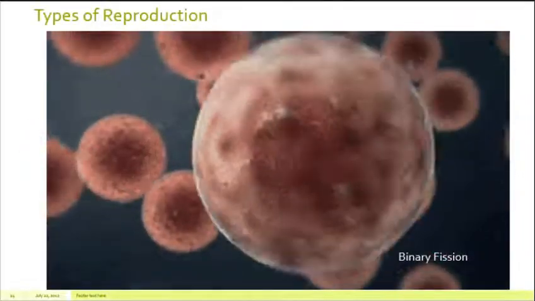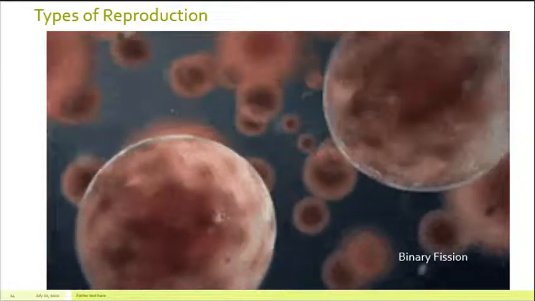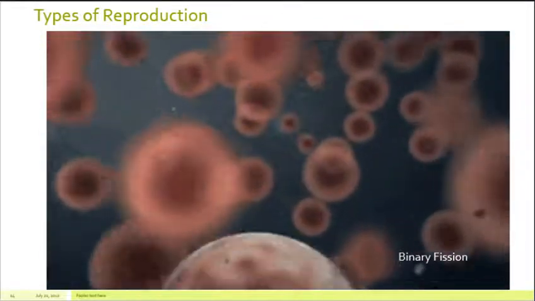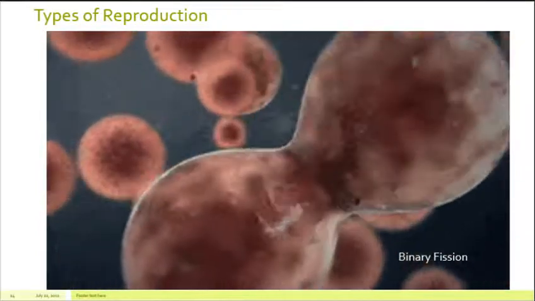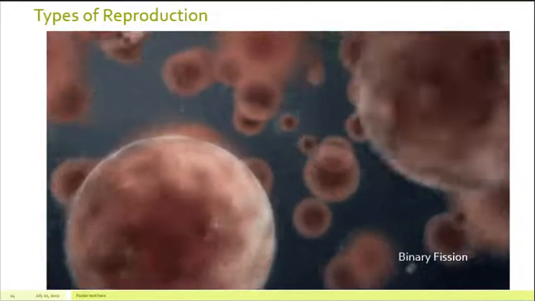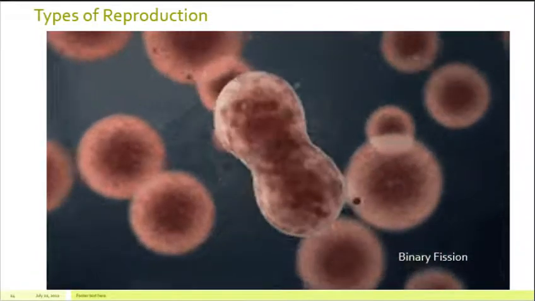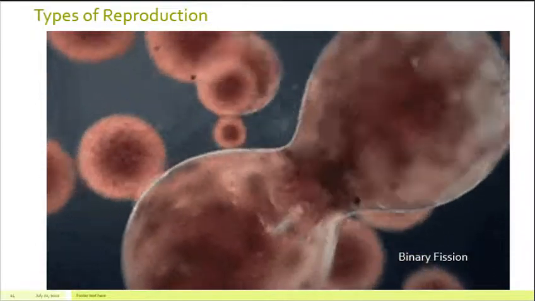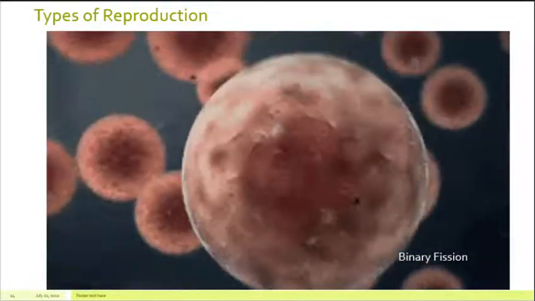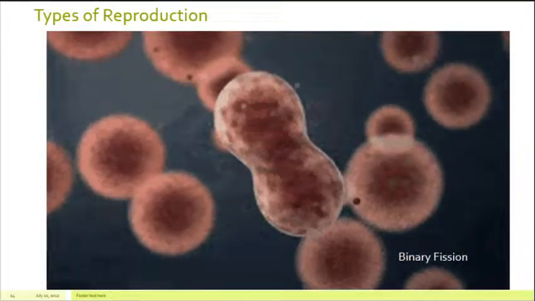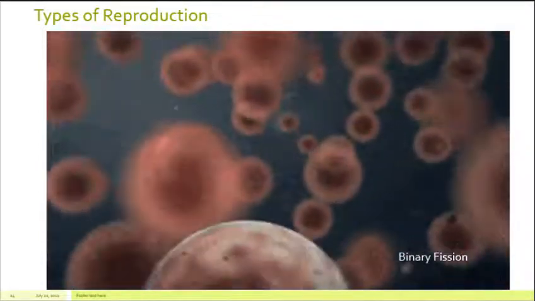All right, so for instance, here we see something called binary fission. This is a bacterium, and the bacterium just splits into two. It duplicates its DNA and makes two new organisms right there. So we call those daughter cells. This is a very efficient way of reproducing, and this is how bacteria do it. That's why bacteria can grow into millions in a very short amount of time.